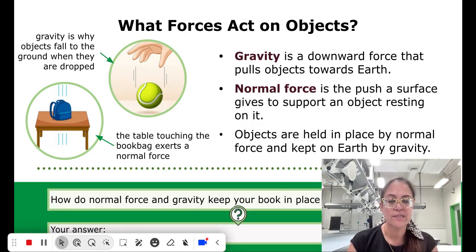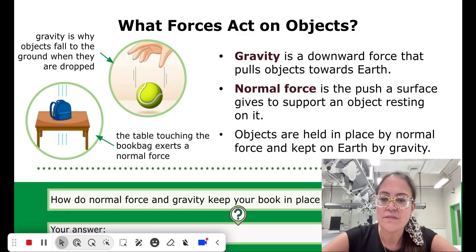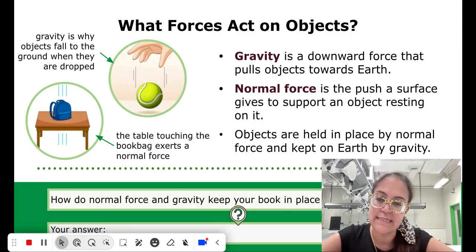So gravity is always going to pull things in. Gravity pulls things into the center of mass. On Earth, that just happens to mean that it moves down. So gravity pulls it down. Here, this table is touching the book bag and exerts the normal force, which is the push a surface gives to support an object resting on it.